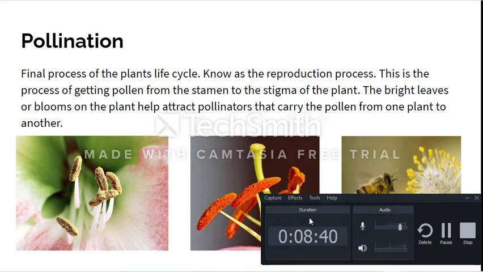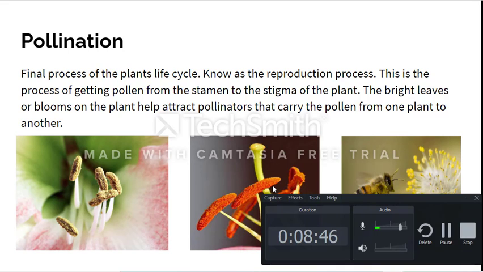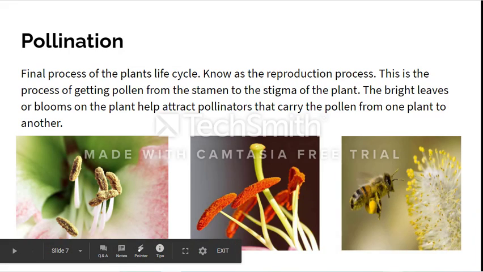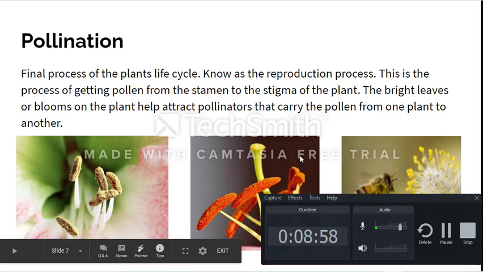This is the process of getting pollen from the stamen of the plant, which are these things right here, and also these, the bright orange ones, to the stigma of the plant, which is this long green thing right here. Something that's fun to know is that the bright colors on the leaves of the plant, and sometimes the blooming, are the things that attract and help attract pollinators. And pollinators are things such as bees or butterflies that help carry pollen from one plant to another.